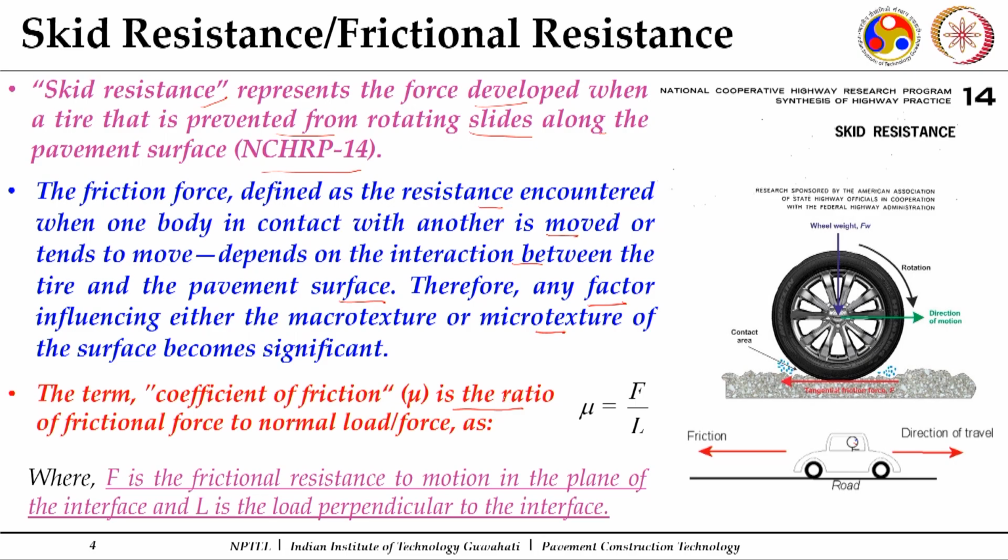When it comes to the coefficient of friction, many a times it is referred while we do various computations with regard to the stopping sight distance or the design of the super elevation in case of design of horizontal curves. One coefficient which is used, which you might have encountered in some other courses also, is the coefficient of friction, the ratio of the frictional force to the normal force. Here F is the frictional resistance to motion in the plane of the interface and L is the load which is normal to the interface. So, this is what your coefficient of friction is.